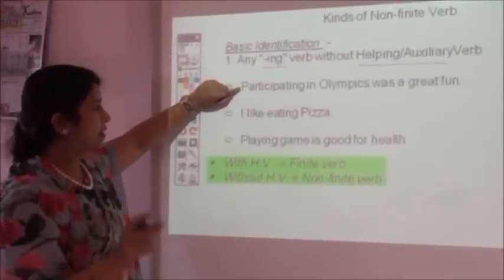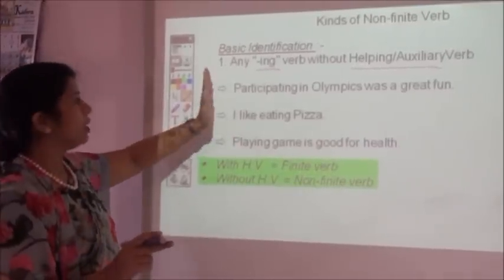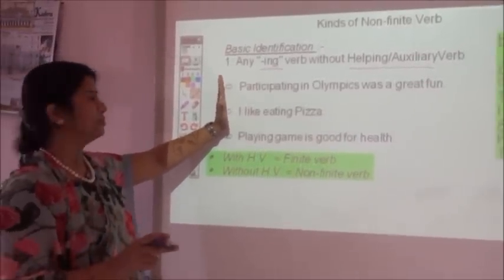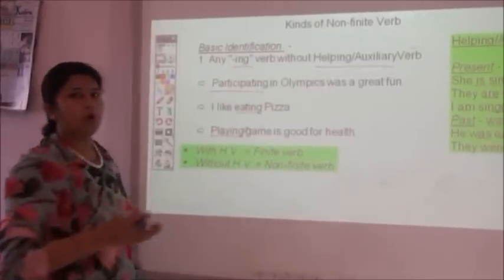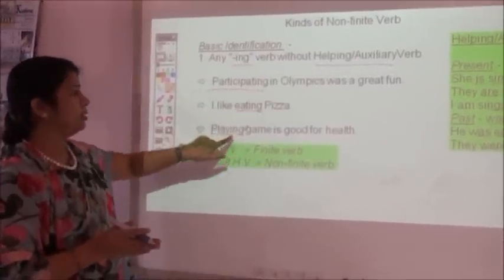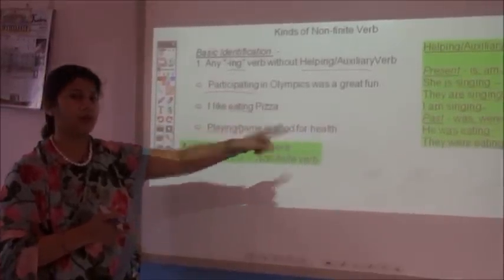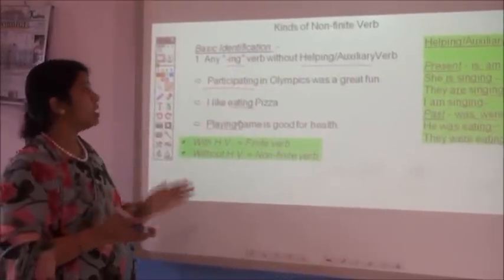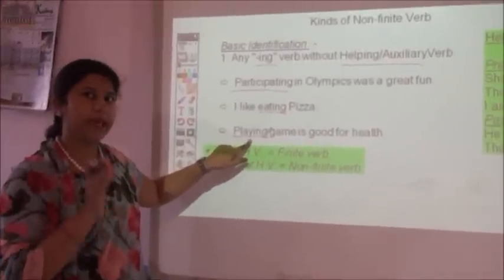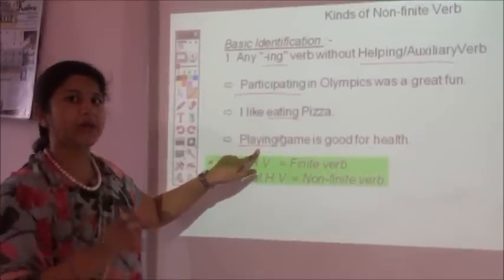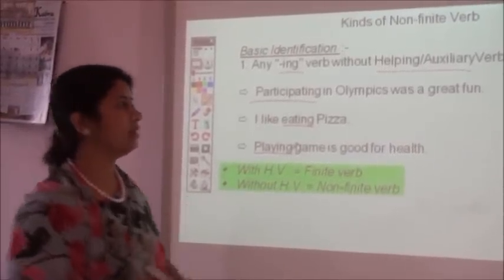Participating in Olympics was a great fun. I like eating pizza. Playing game is good for health. Now again you need to focus on all the ing verbs here: participating, eating and playing. Now focus: are you able to find any helping verb before any ing verb, as you were able to find over there? No, here are no helping verbs, right? So my point is, any ing verb where you are not able to find any helping verb before it, all those verbs are called non-finite verbs. Which kind of non-finite verb, we will discuss afterwards. Okay.